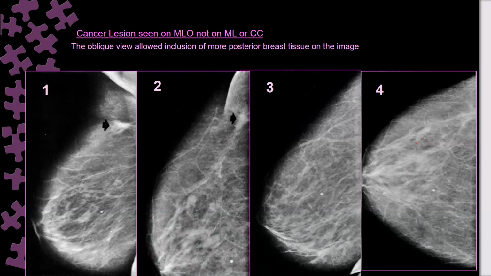Excellent. So what could you see here in the mediolateral oblique? An area of focal asymmetry at the posterior. Suspicious asymmetry in the extreme posterior, toward the axillary tail. Superior, yes, towards the axillary tail. What do you expect this view to be? Does it look like CC or like MLO?